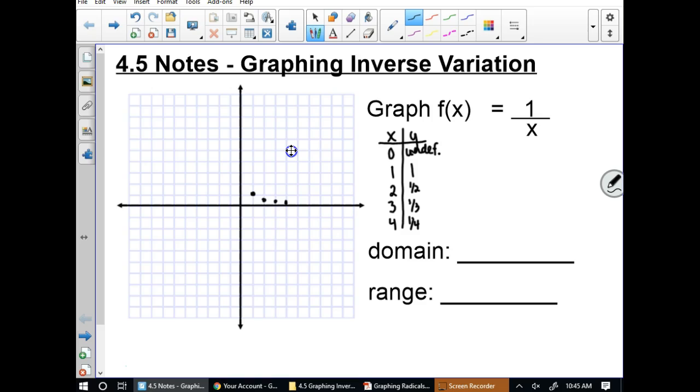What's going to keep happening? 1/5, 1/6, 1/7, 1/8, 1/9, 1/10. Will 1 over x ever get to 0? Okay, it will not. But it's going to get closer and closer to 0, right? Once we're out at 1,000, 1 over 1,000, or 1 over 1,000,000, or 1 over a gazillion, it's so close to 0 that it really isn't any different.